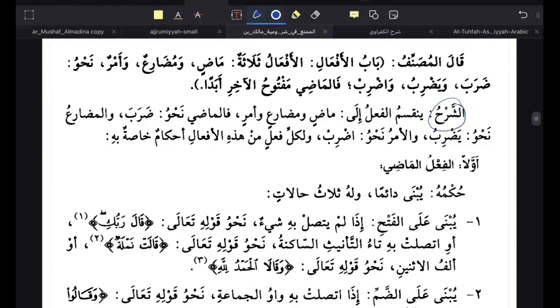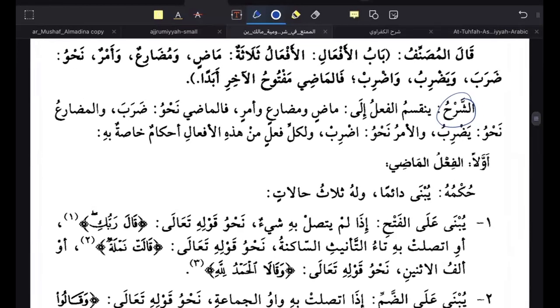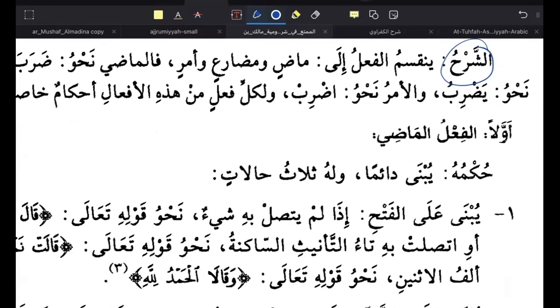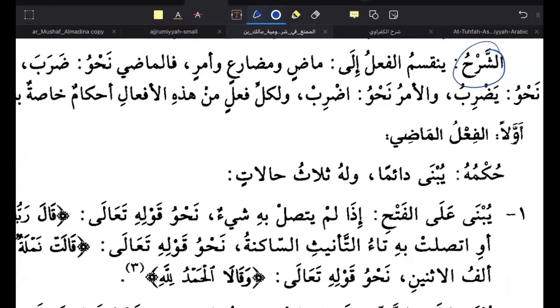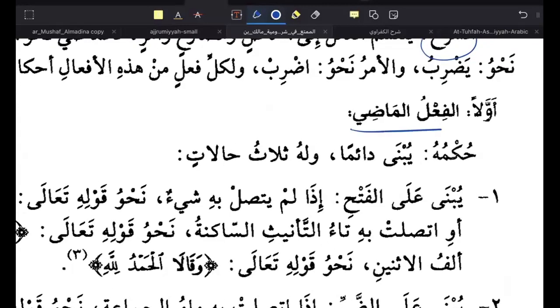So in the Sharh, he says: ينقسم الفعل إلى ماضي ومضارع والأمر. فالماضي نحو ضرب، المضارع يضرب، الأمر اضرب. وكل فعل من هذه الأفعال أحكام خاصة به. So for all of them, there are some specific rules for each of them, right? The first one he goes, أولا فعل ماضي. The first one is the past tense.